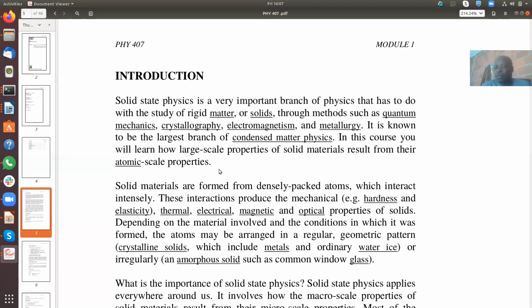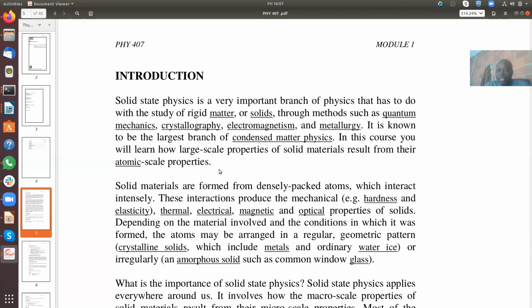How do they respond to thermal properties when they interact under the influence of temperature, heat? Also, electrical properties, then magnetic properties, then optical properties of solids. So all these depend on the conditions with which these materials are formed.